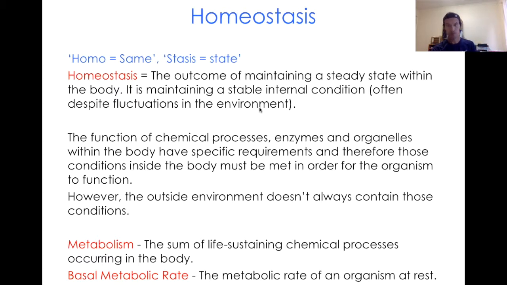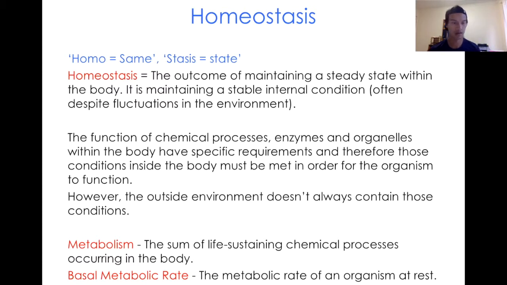Okay. So the functions of chemical processes, your enzymes and your organelles within the body, have a specific requirement. It needs to be within a certain zone, and those conditions need to be met in order for the organism to function. So your cells need to be within a narrow range of a few different parameters in order to survive. However, the outside environment doesn't always contain those conditions, and so homeostasis is for the organism to be able to maintain the inside of the body within that narrow range, even though the outside of the body, the environment, can fluctuate up and down and so forth.